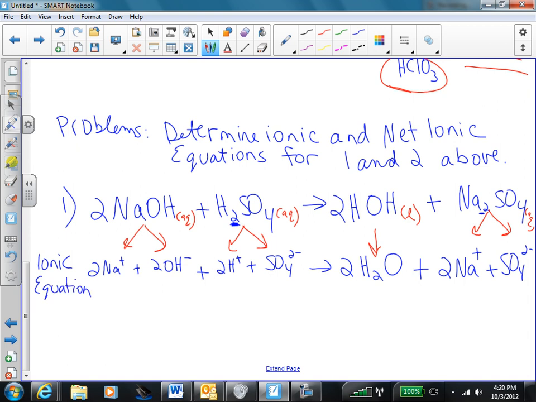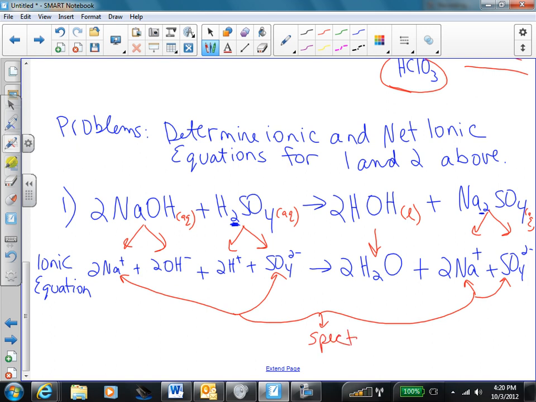So I have to identify who are my spectator ions. So everybody take a look. Have you figured it out? All right, nicely done. It's the sodiums and the sulfates. So the sodiums and the sulfates, they did not change at all. They are just spectating. Those are our spectator ions.